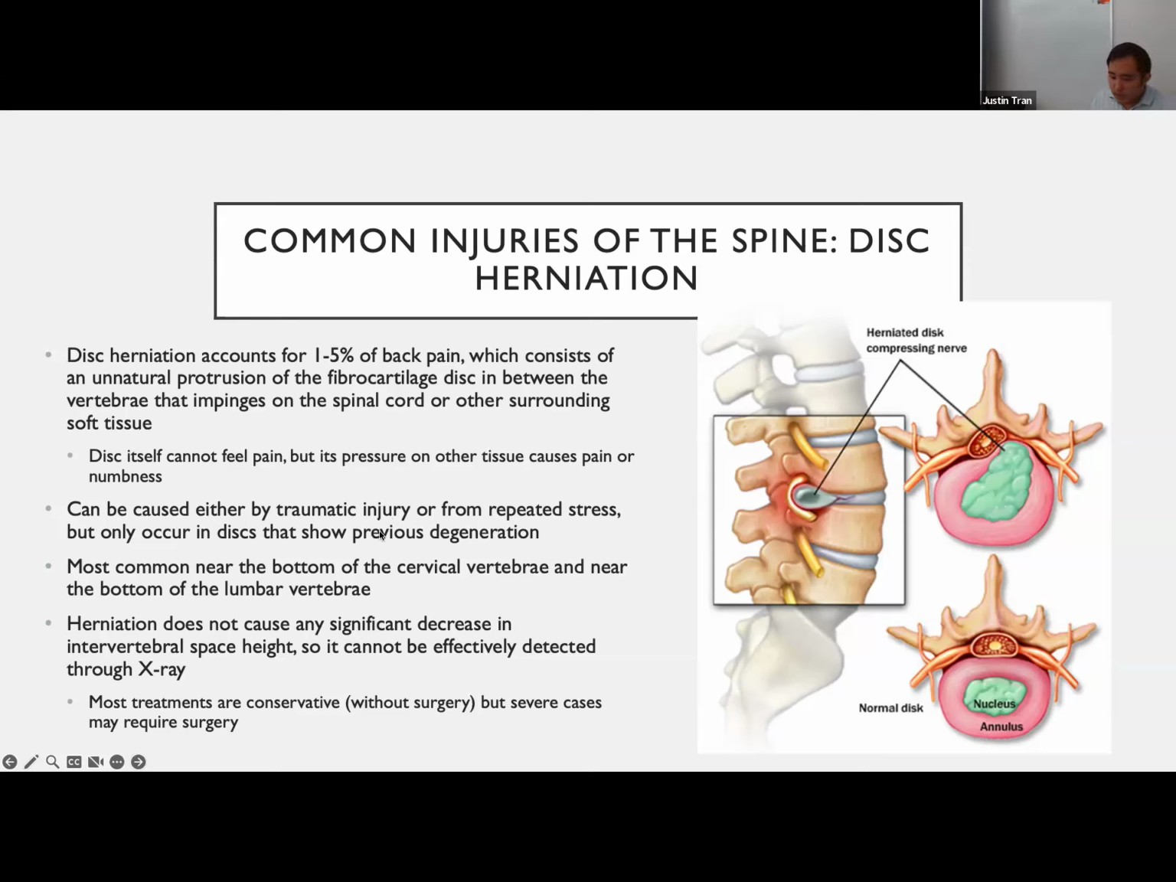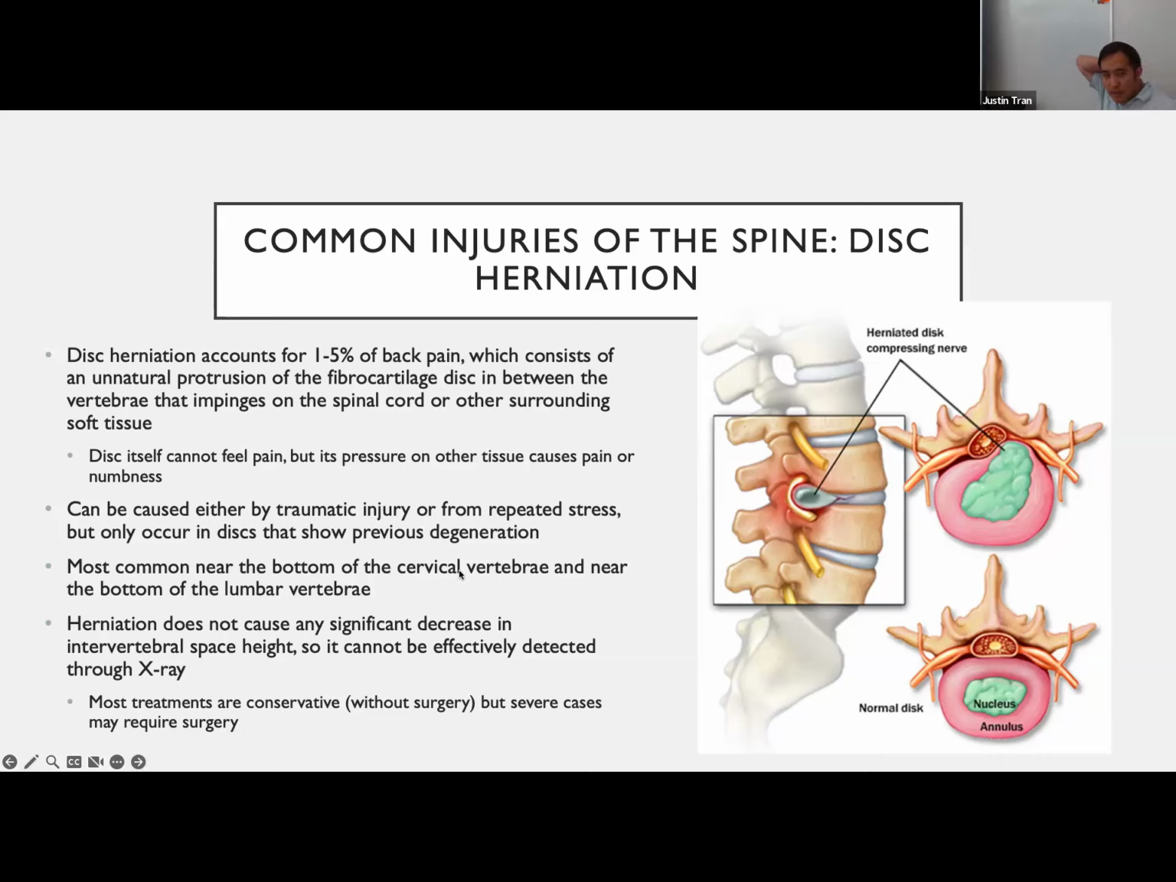It's, again, like most spinal injuries, kind of a death by 1,000 cuts. It's not something that happens right away. Usually, by repeated stress or repeated loading, that fibrous structure starts to break down. Okay. So most commonly, herniations occur at the bottom of your cervical vertebrae.